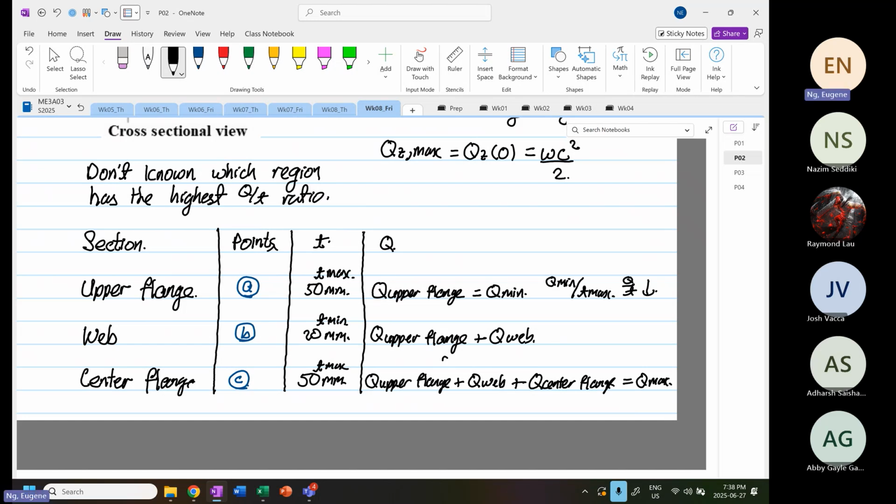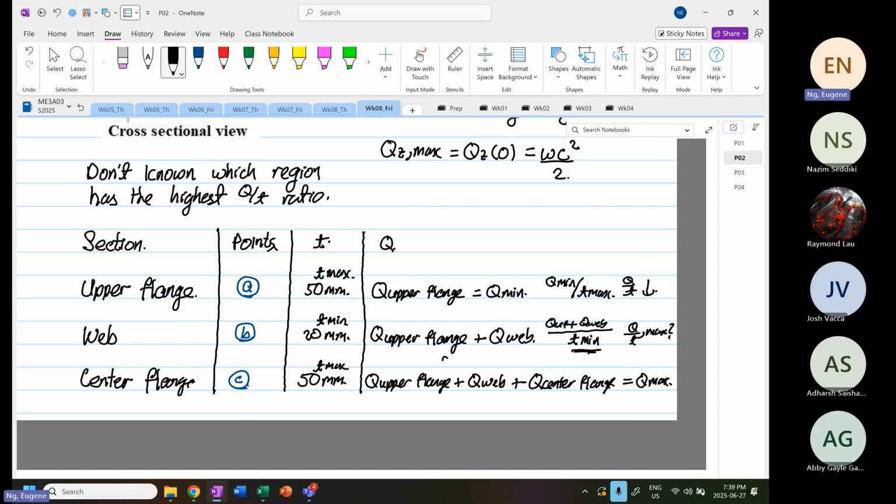Whereas for the next case, you have the Q of the upper flange plus the Q of the web, but you divide by T min. Now, we don't know whether this is the T max or not. I don't have a clue. Why is this a contender? Because the denominator is at its minimum.